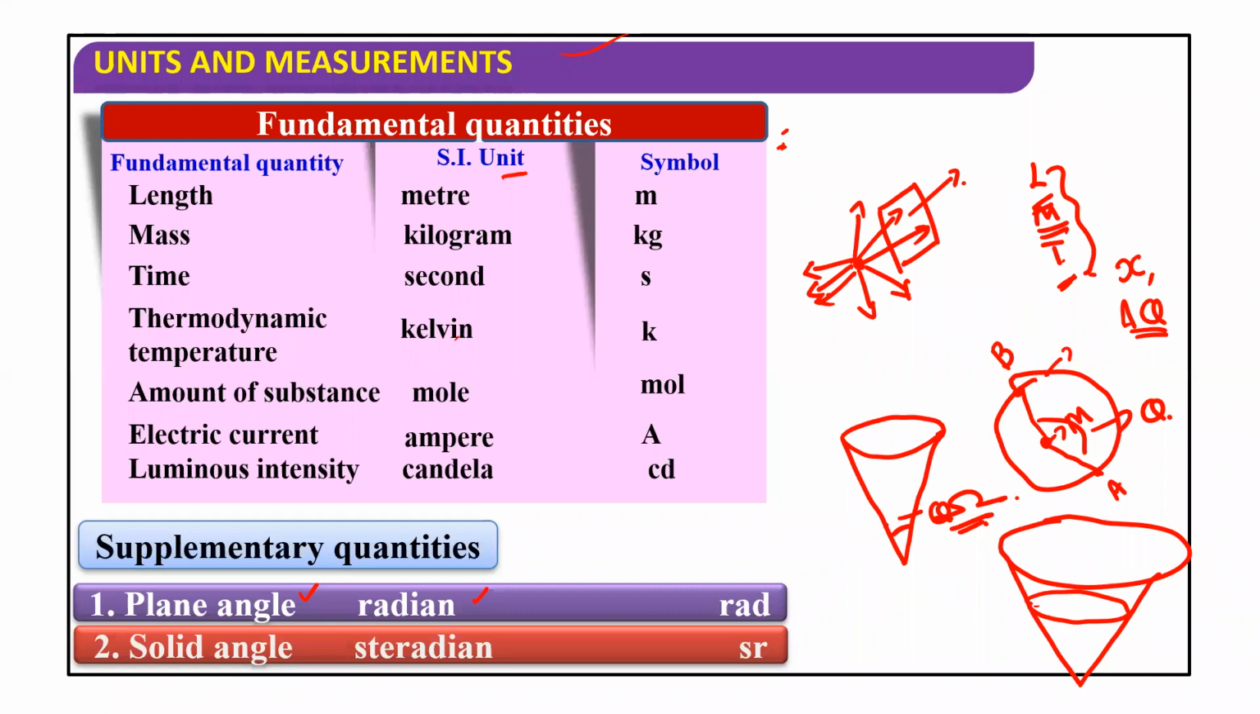So you may write it by writing supplementary quantities. Plane angle, its unit and its symbol. Solid angle, its unit and its symbol. Done?